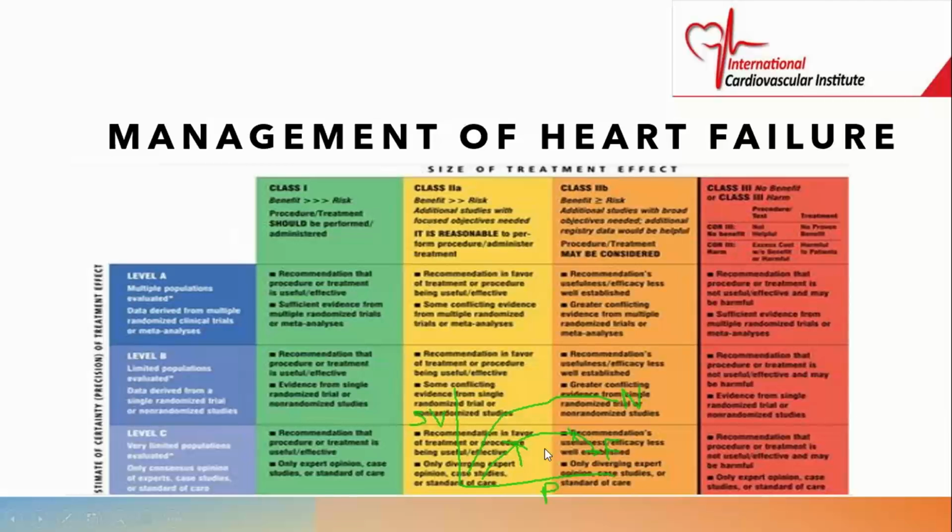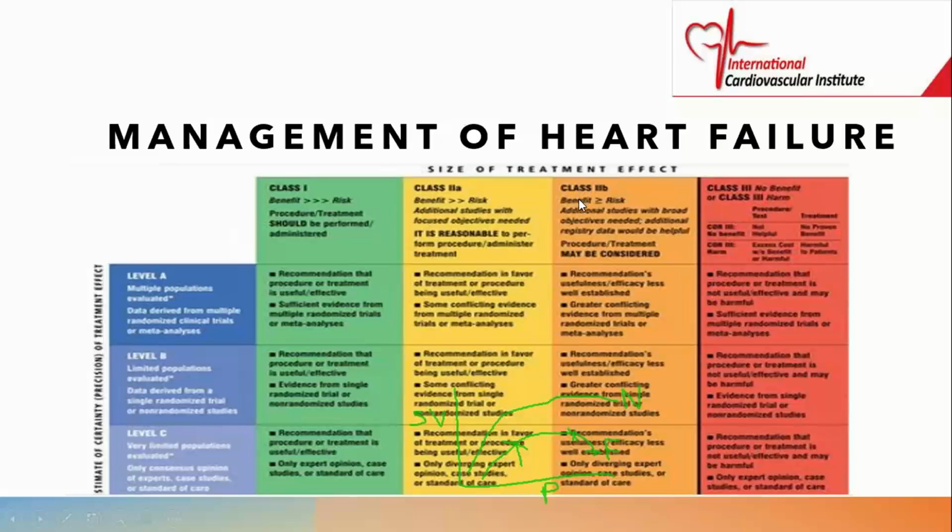And this is just a recap. When we talk about a class 1 indication, the benefit far exceeds the risk. At class 2A, the benefit outweighs the risk, but not as much as class 1.